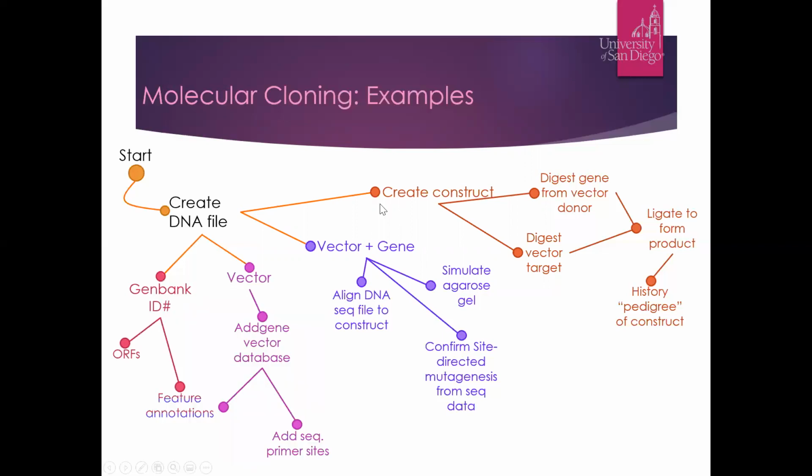And then finally, having them create the construct. So this is the in silico molecular cloning, where they have to go and find the donor vector that's going to give them a gene, and a target vector where they want to put their gene into perhaps a new expression plasmid. And I have them evaluate it for many different things.